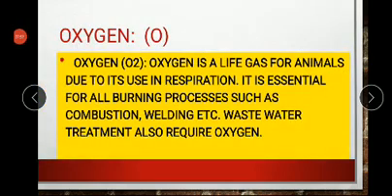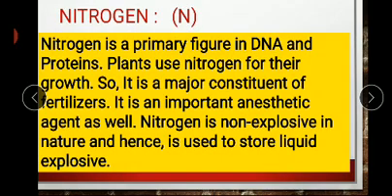Next one is oxygen. Oxygen is the life gas for animals, just like for human beings also. We are also social animals. We respire it, we get energy from it, and it is essential for all the burning process, like combustion, welding, etc. In space, there is no oxygen, so the burning process cannot proceed over there. Burning only occurs in the presence of oxygen. And wastewater treatment also requires oxygen when we recycle things.